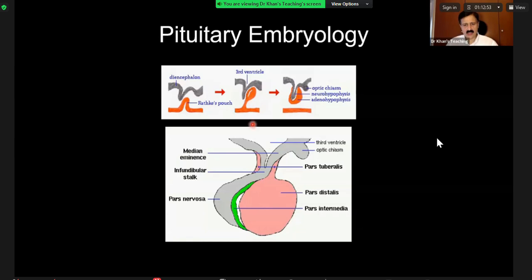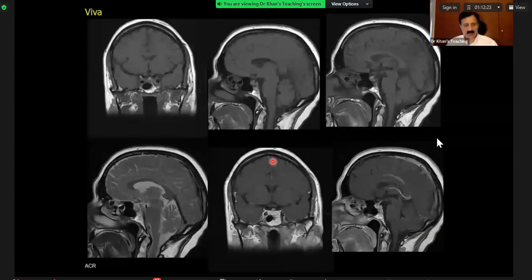In between, the anterior part is known as pars distalis, and the posterior portion of the anterior pituitary is known as pars intermedia, and there is a cleft in between. And this cleft at times produces a cyst. This cyst can be intrasellar, it can be both intra- as well as suprasellar, and rarely it can be only suprasellar. So this is known as Rathke's cleft cyst, and it can have various kinds of appearance.